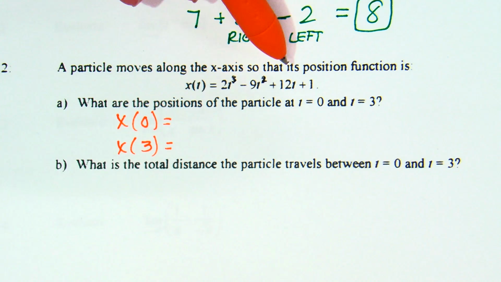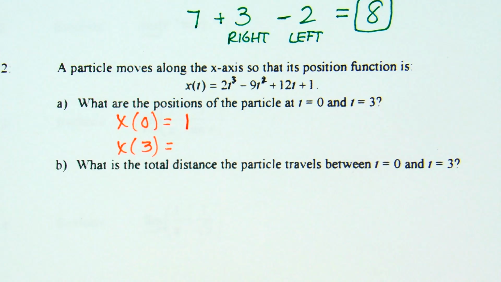Use the calculator so I don't make any silly mistakes. Okay, so we know x of 0 is 1. That's an easy one. For 3, that's going to be 3 to the third, which is 27, times 2 is 54, minus 3 squared is 9, times 9 is 81. So now I'm going to be at 54 minus 81 plus 36 plus 1. I lost track. I got 10.